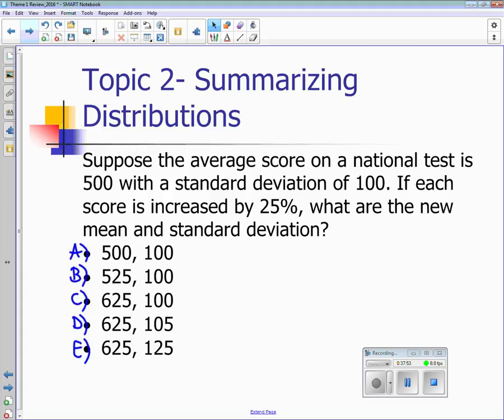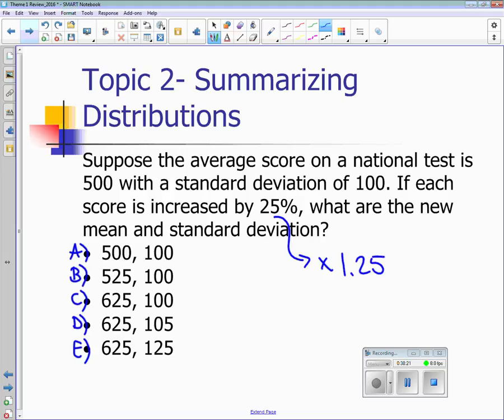My question to you is, if I increase by 25%, what am I doing? Am I adding, subtracting, multiplying, or dividing? Multiplying. What am I multiplying by? What number would it be? 1.25. Okay? So increase by 25% means I'm multiplying by 1.25.